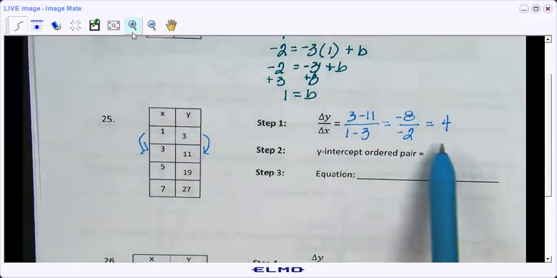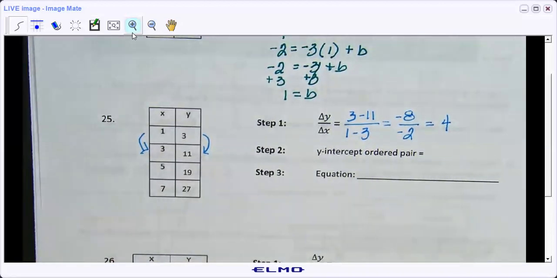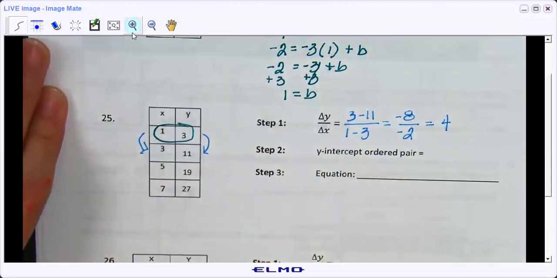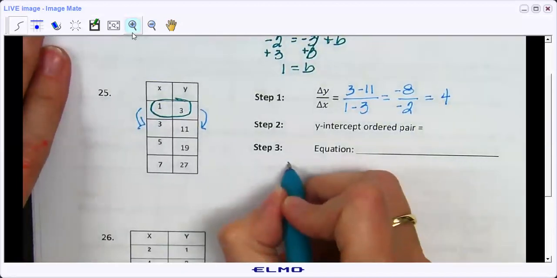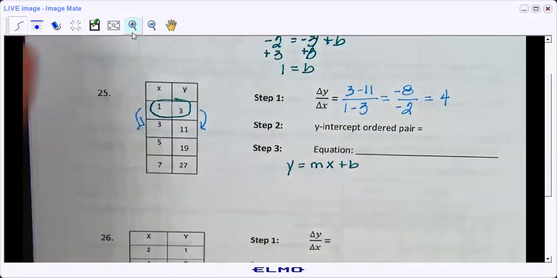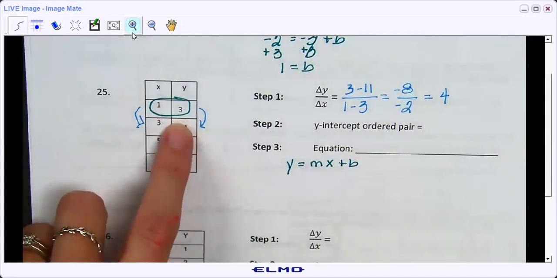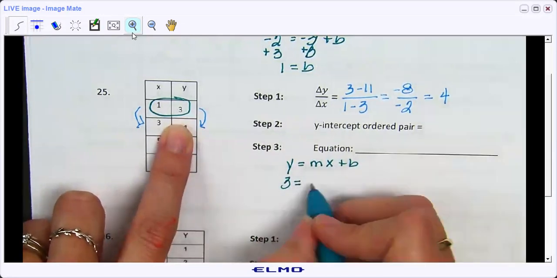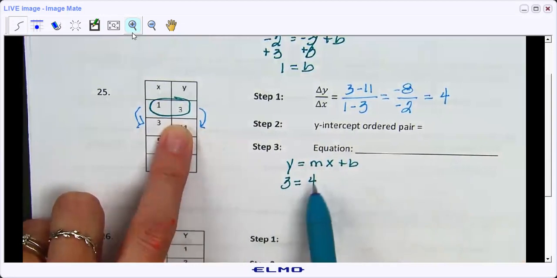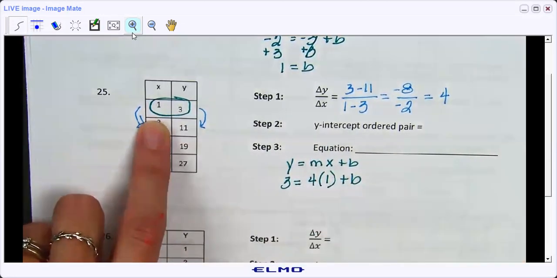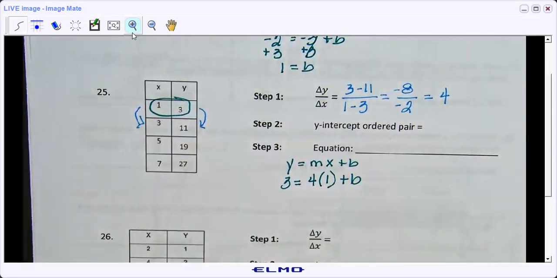So we have our slope, and now we need to choose an ordered pair. I'm going to choose 1, 3. Okay. So let's write out our blank equation, y equals mx plus b. And let's substitute in everything that we know. Since I'm choosing the 1, 3 ordered pair, 3 is my y. My slope is 4. I'm going to multiply that by my x of 1. And then we don't know what b is.